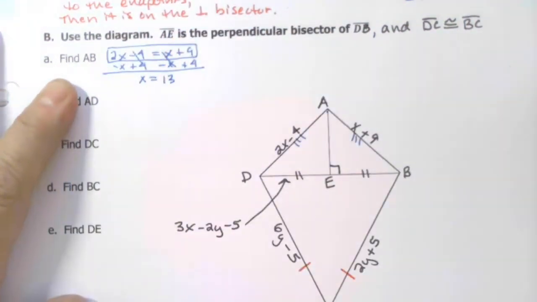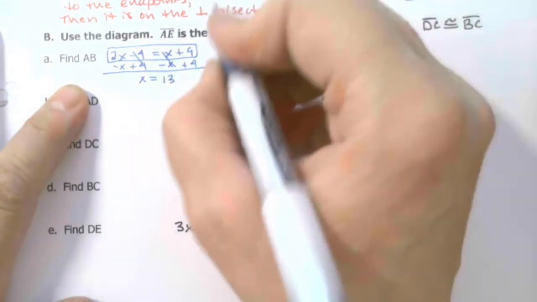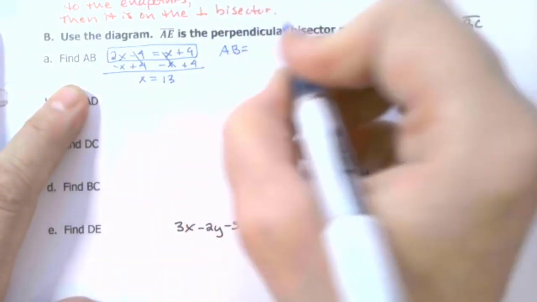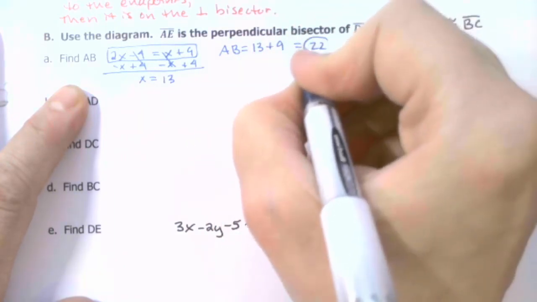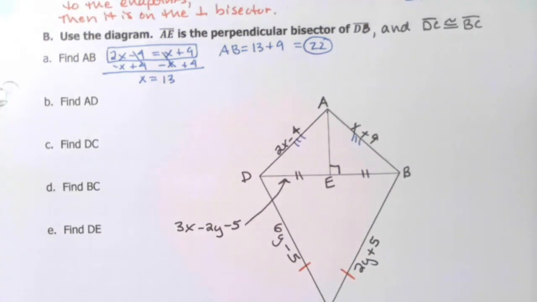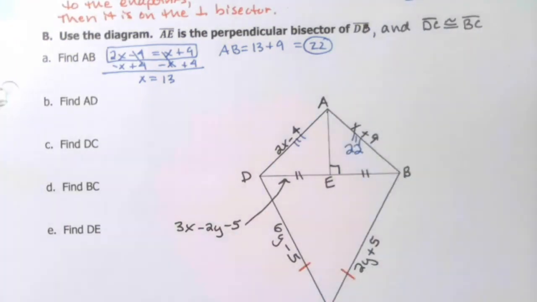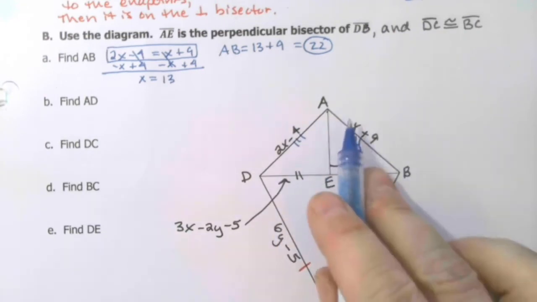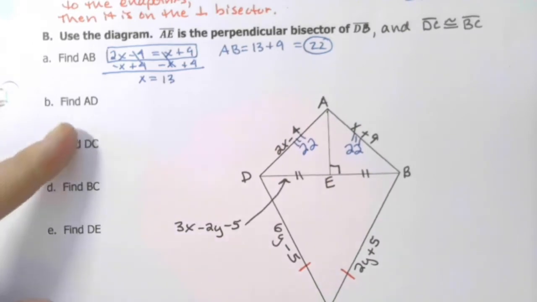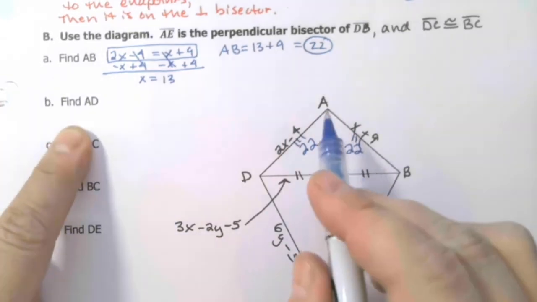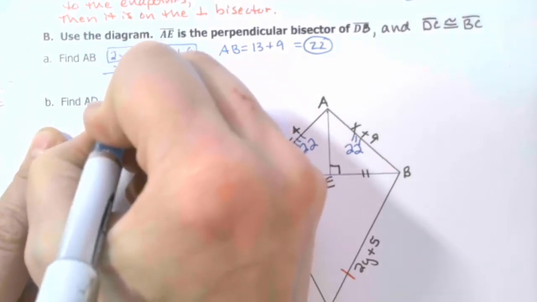Now we're supposed to find AB. So A to B is x plus 9. So it's 13 plus 9, which is 22. There's our first answer. And I'm going to go ahead and label that 22. The nice thing is, since AB and AD are the same, this one's also 22. So the next one says find AD. This is really easy because AD and AB are the same. So AD also equals 22.